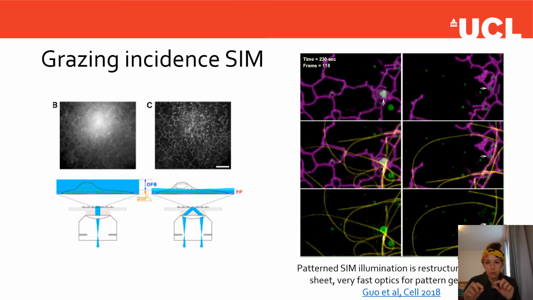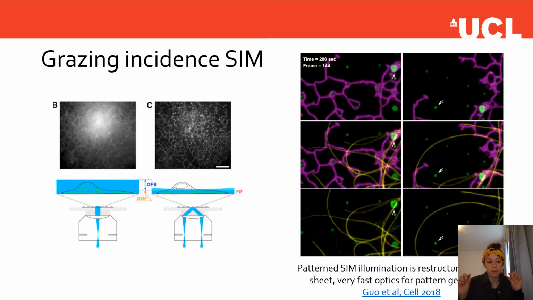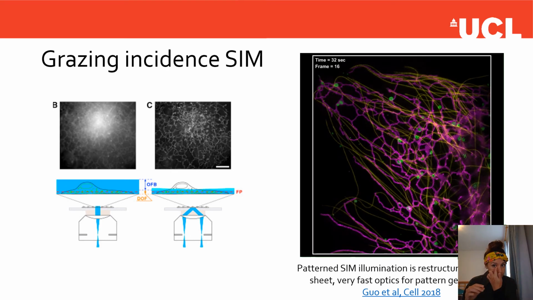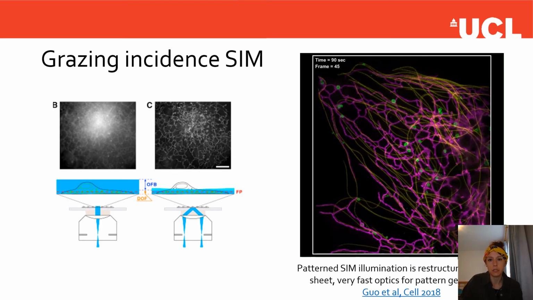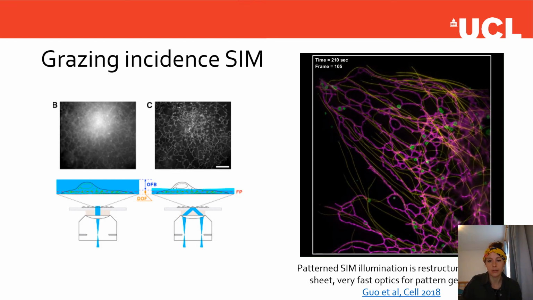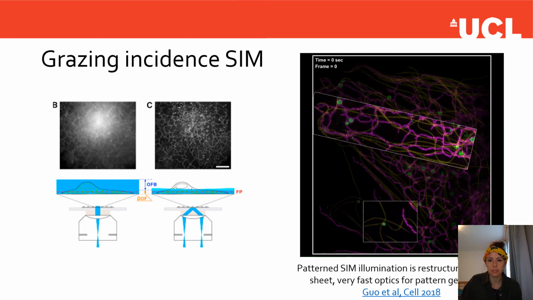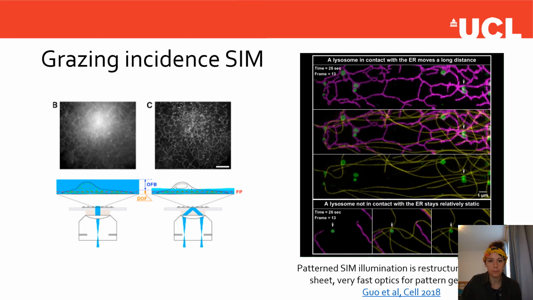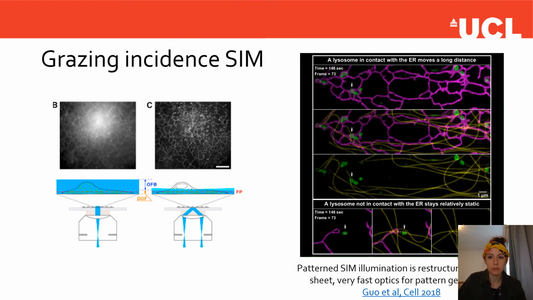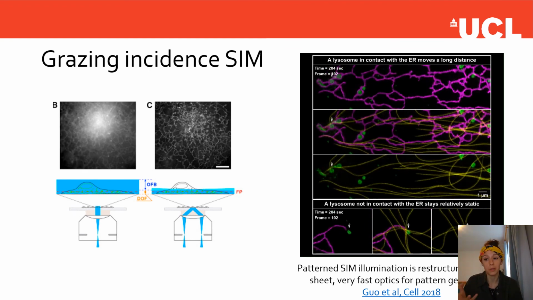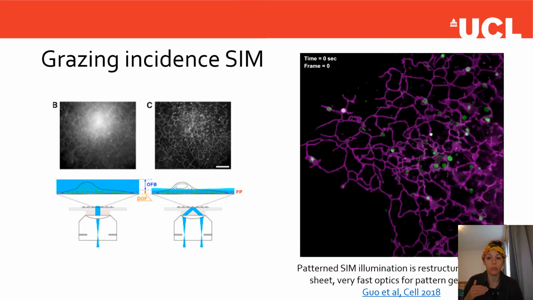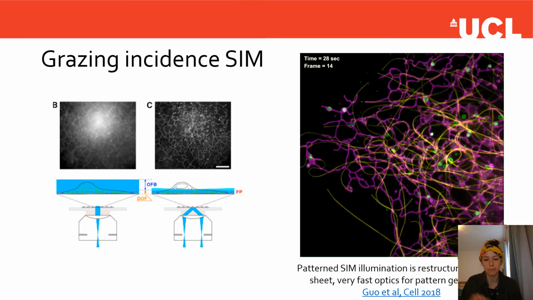Grazing incident SIM allows you to restrict your SIM imaging to a thin plane around the focal plane. And again, you can have this all really beautiful, very fast, doubled resolution, multicolour SIM imaging, which is absolutely beautiful for this modality. And again, really lovely cell dynamics, which are helped by the fact that you're not damaging your sample as much because you're not inputting light into the whole thickness of the sample. You're just restricting it to a little strip.